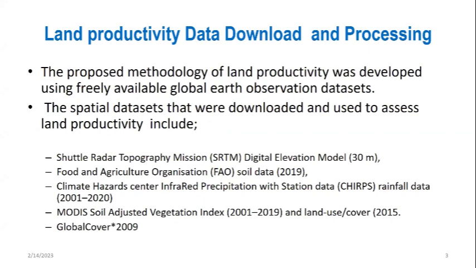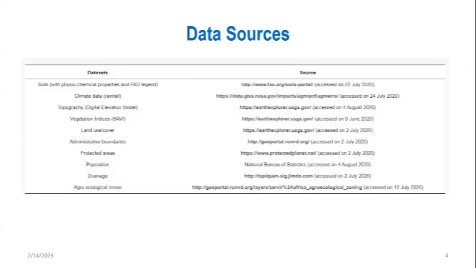These are some of the data sets that we used. We used the digital elevation model, the SRTM data, at a spatial resolution of 30 meters. We also downloaded the soil data, rainfall data, the survey data, and the land use data. So the question is, where do you download this data from? In my next slide, I copied this table from our report, showing the sources we downloaded the data from.